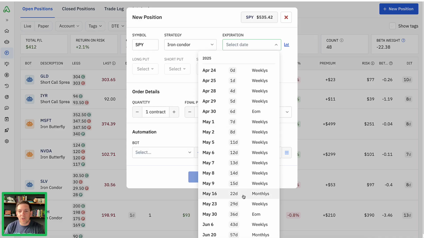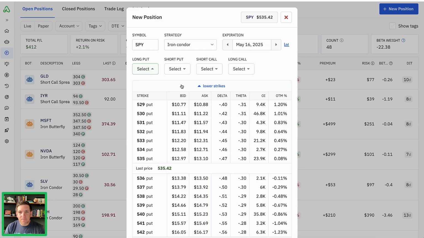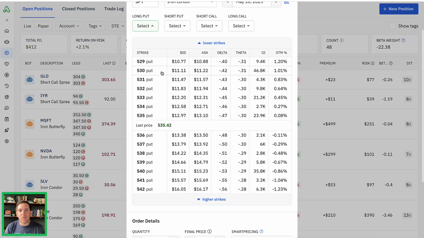So let's just go out here to the monthly contracts, which are May 16th. And then what we're going to do is we're going to kind of build out our iron condor. So notice here, you've got your 4 legs that you need to build out. You've got your long put, your short put, your short call, and your long call. Typically what I do is I start out with my long put option. I'll open up the selector for the long put option.